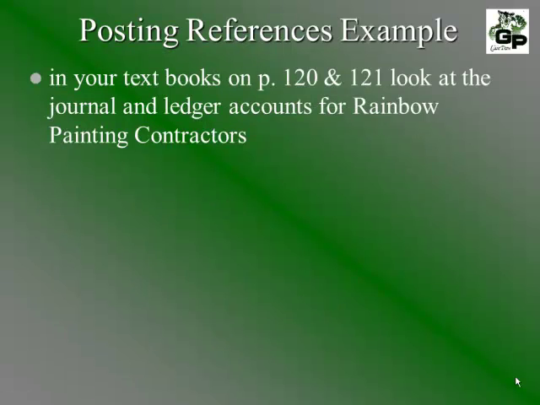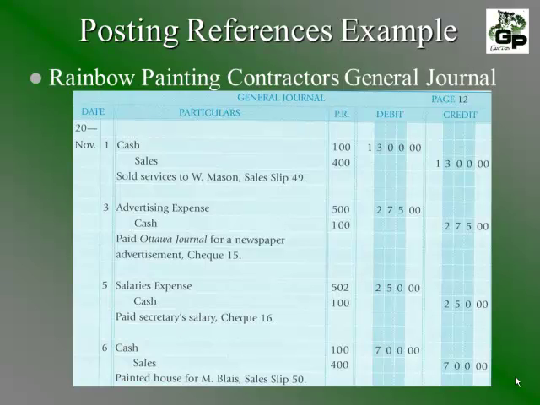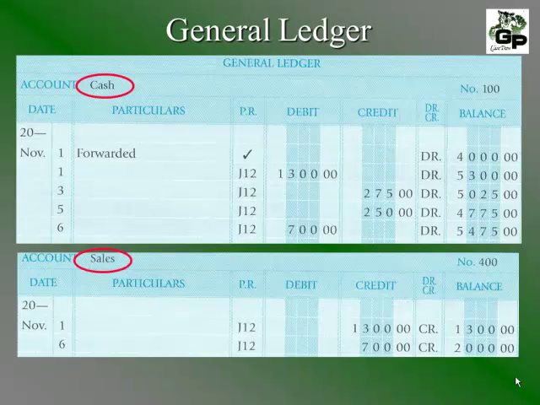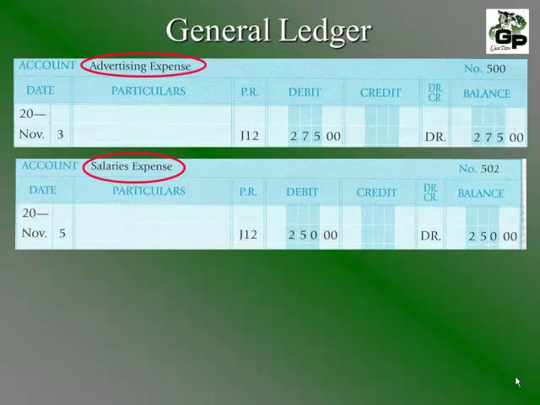In your textbooks on pages 120 and 121, look at the journal and ledger accounts for Rainbow Painting Contractors. Here are the journal entries. We have 4 journal entries, and in the posting reference column, we have some numbers that have been indicated there. Let's take a look at the first example. The first transaction has 2 accounts that are affected, cash and sales. The second transaction has two accounts that are affected, advertising expense and salaries expense.